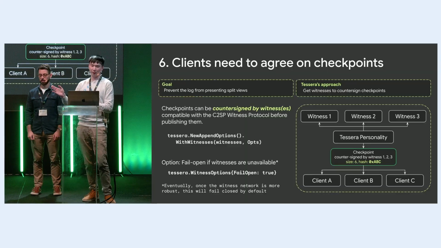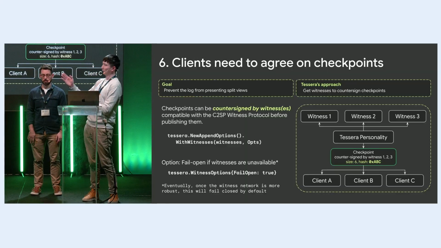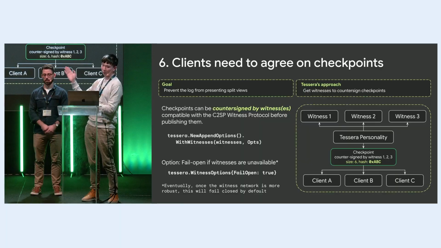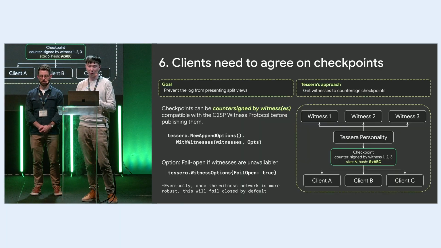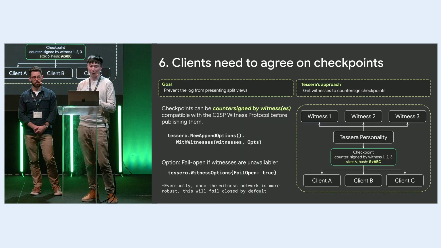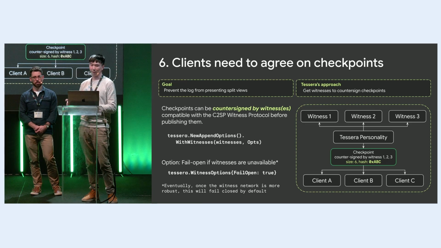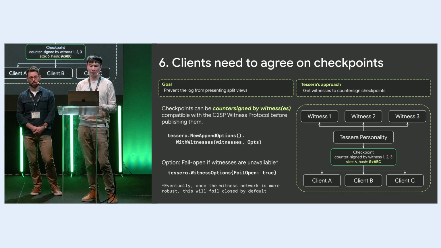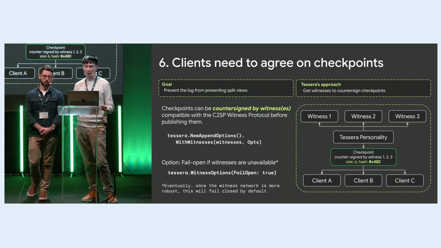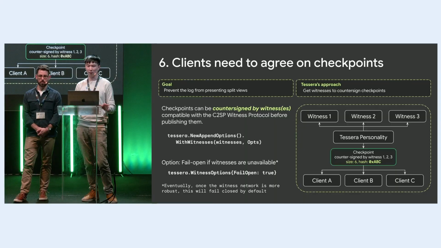So with Tessera it is quite simple. You just make use of this with witness function that you can provide a configuration. And there is also an option to fail open if the witnesses are unavailable, but this will be fail closed later, since the integration with the witness network is new and is failing open for now.